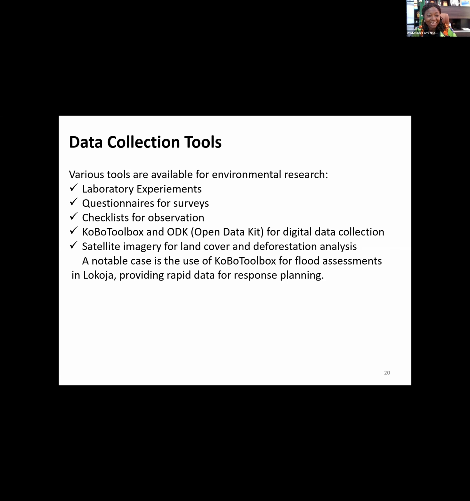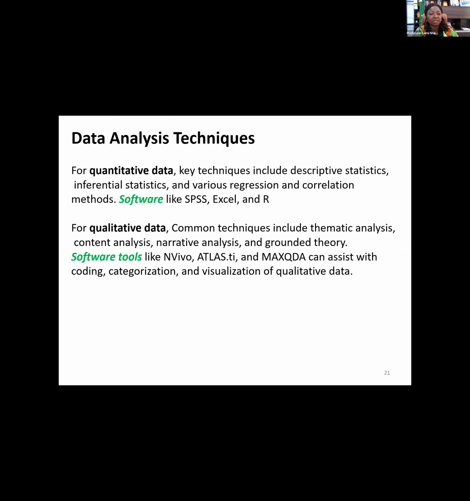Eh? Then checklist, then the Kobo Collect tool. There are some digital data collection tools. Then satellite imagery, if you're doing land cover and deforestation analysis. One of my MSc students did work on the population of butterflies. She was able to do it over a period of 3 months, and it made a lot of sense. There was contribution to knowledge.